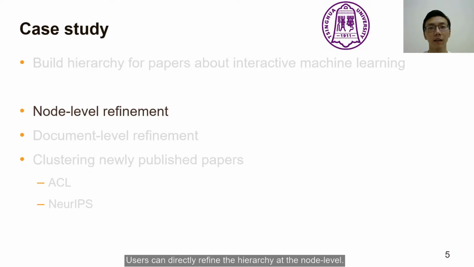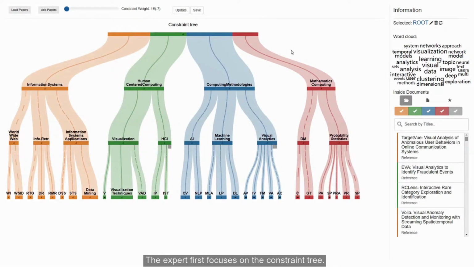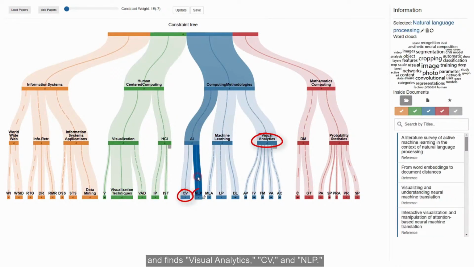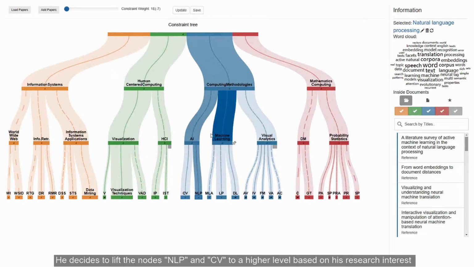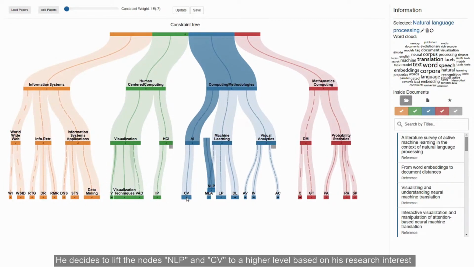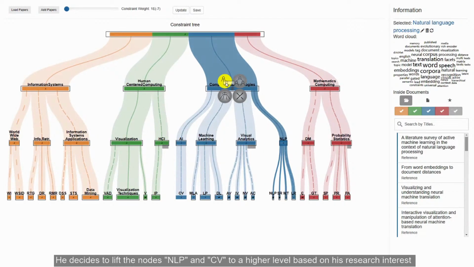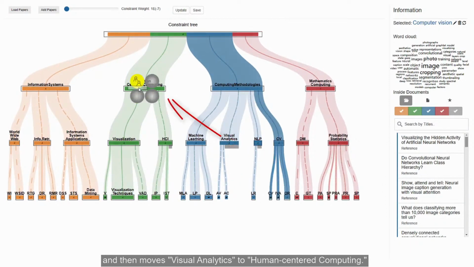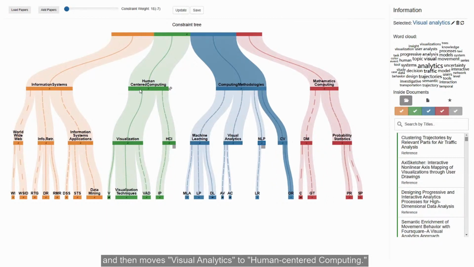Users can directly refine the hierarchy at the node level. The expert first focuses on the constraint tree. He examines the hierarchy under computing methodologies and finds visual analytics, CV, and NLP. He decides to lift the node NLP and CV to a higher level based on his research interest, and then moves the visual analytics to human-centered computing.